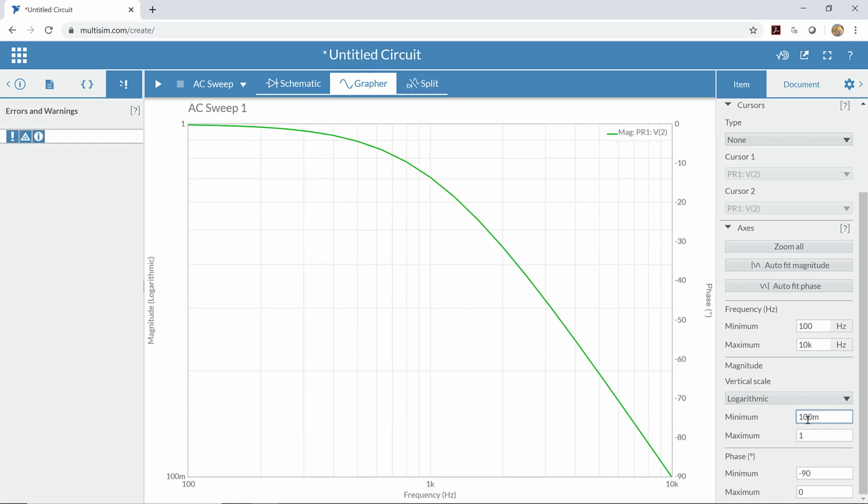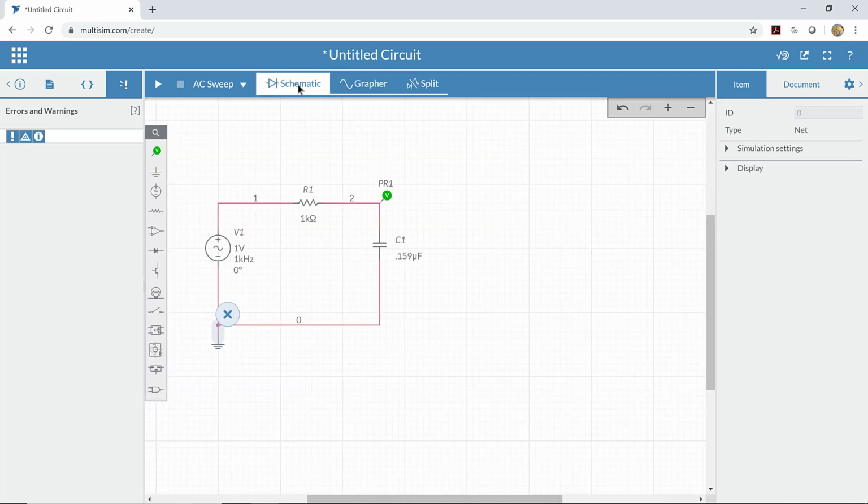Alright, and now we can use a cursor to make a measurement and make sure that we're getting the cutoff where we think. It looks about right, the 1 kilohertz. In fact, we can just hover the mouse, and we see that at 1 kilohertz, the magnitude is 70.7%, which is what we're looking for. So that is looking right. So far, so good on this schematic. We've created the low-pass filter with a cutoff frequency of 1 kilohertz, just like we wanted.